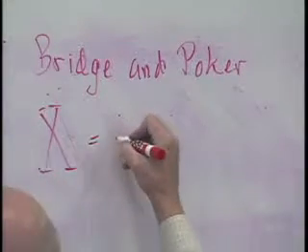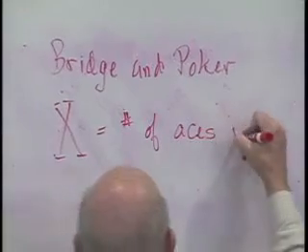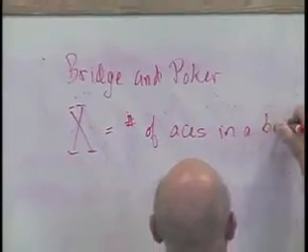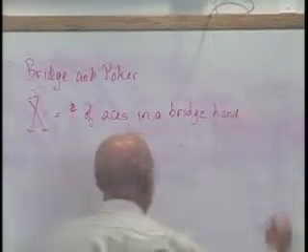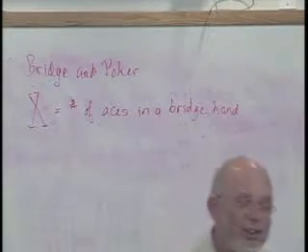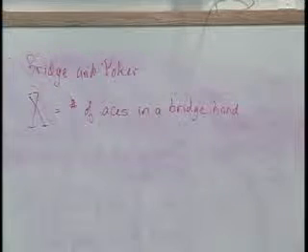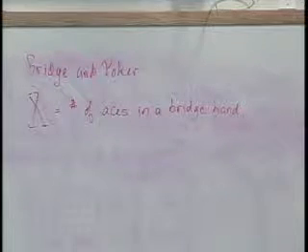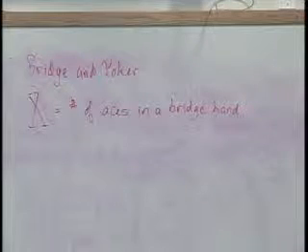X is equal to the number of aces in a bridge hand. And while the mass function for this random variable does depend on the assumption that the deck has been well shuffled, the random variable itself does not. The random variable itself is just a rule that says, you look at your bridge hand and tell me one thing: how many aces has it got in it?